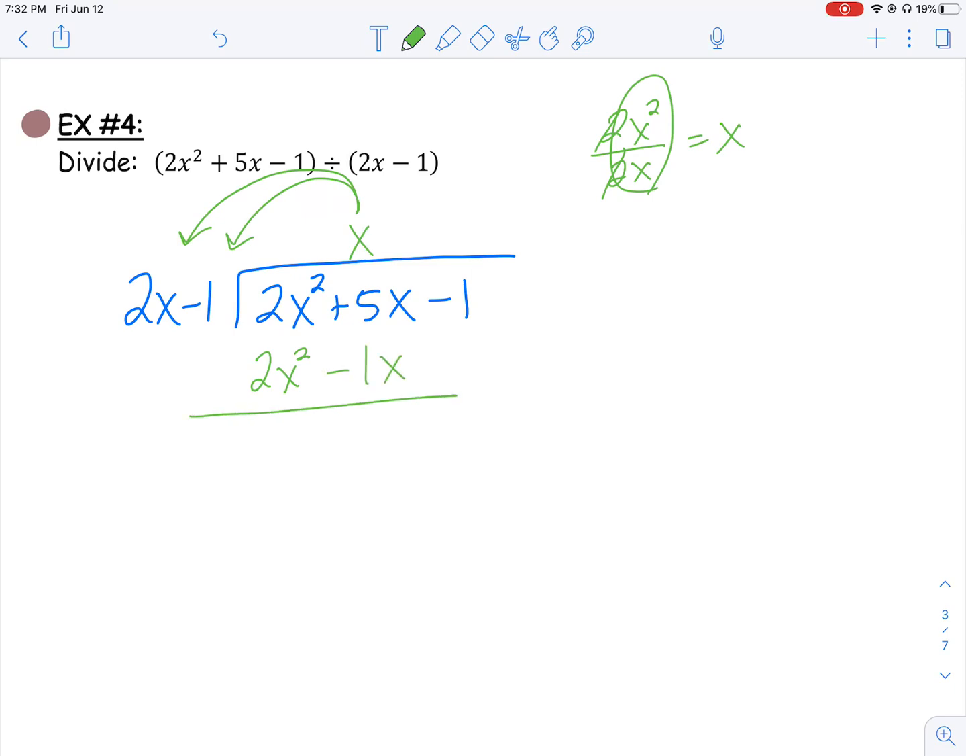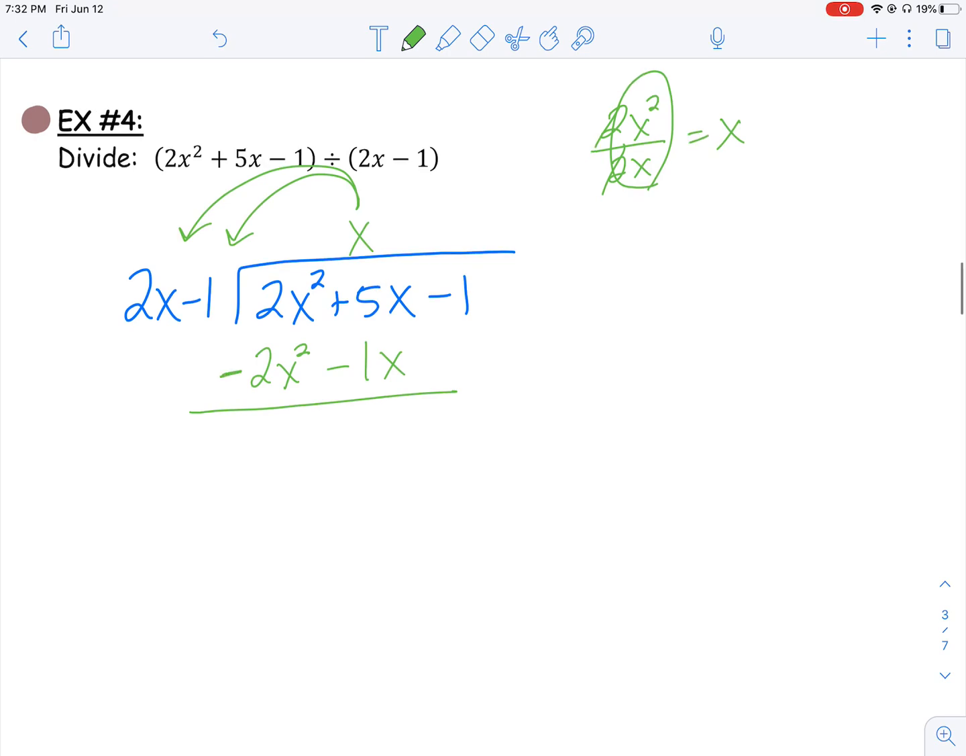Now I'm going to draw my line and subtract, which means I have to make sure I change the sign here, and I need to change the sign here. Remember, when you subtract a negative, it really changes to a positive. My 2x squared minus 2x squared cancel. That should always happen, by the way. If it doesn't cancel, you did something wrong. So be careful with that. That's kind of a clue that you're doing it right.